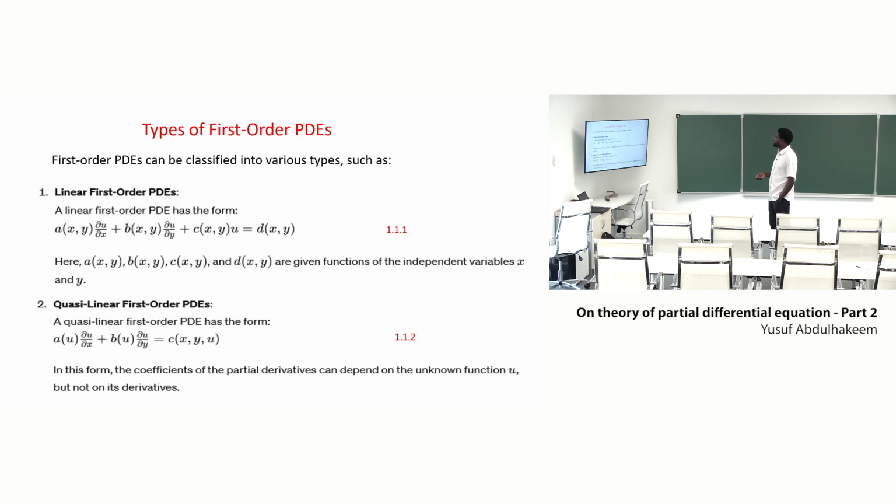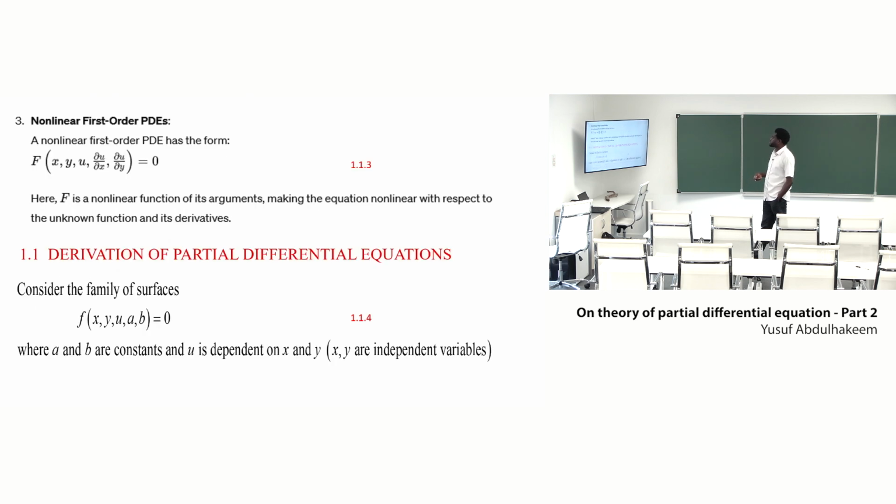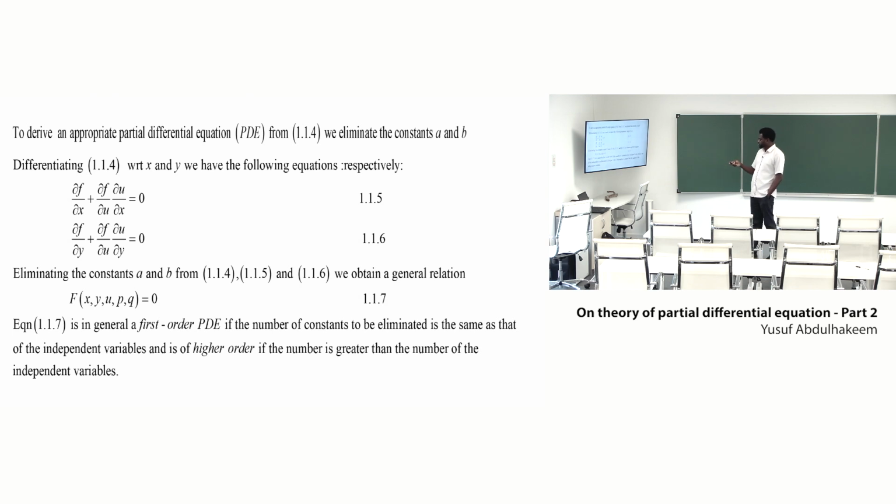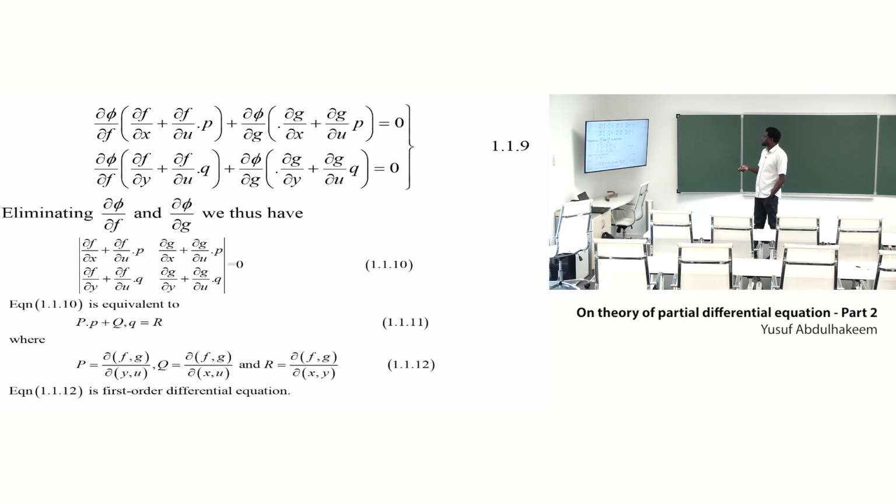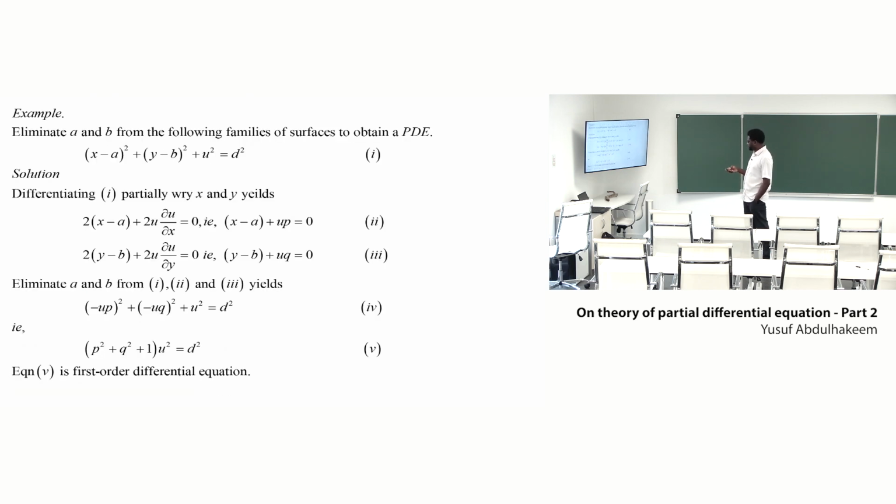Then we talked about the types of first order PDEs: the linear first order PDE, the quasi-linear, and the non-linear first order PDE. Then we moved on to the derivation of partial differential equations, where we talked about elimination of these two constants so that we can have our PDE. We looked at one or two examples, and then the derivation of equation 1.1.11, where we gave an example of how to derive a first order differential equation.